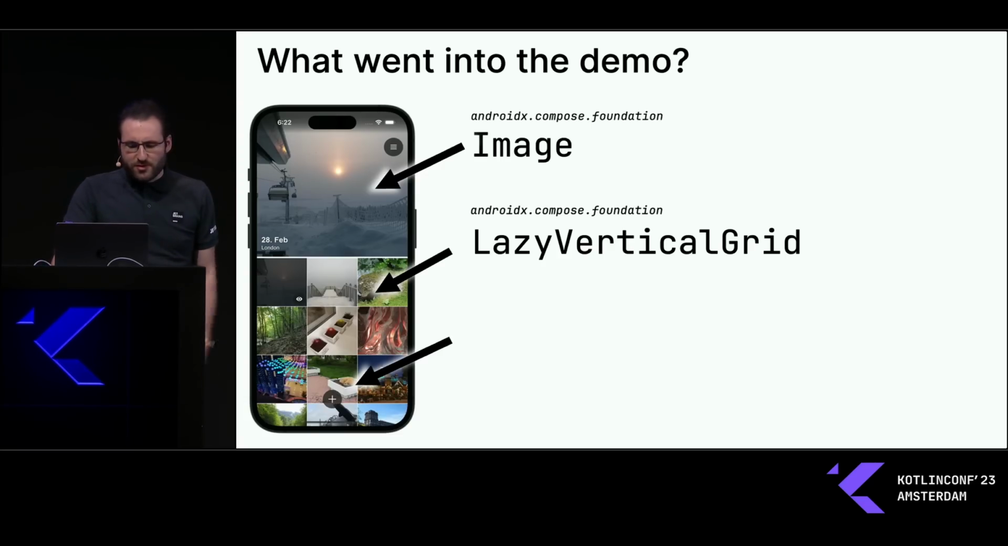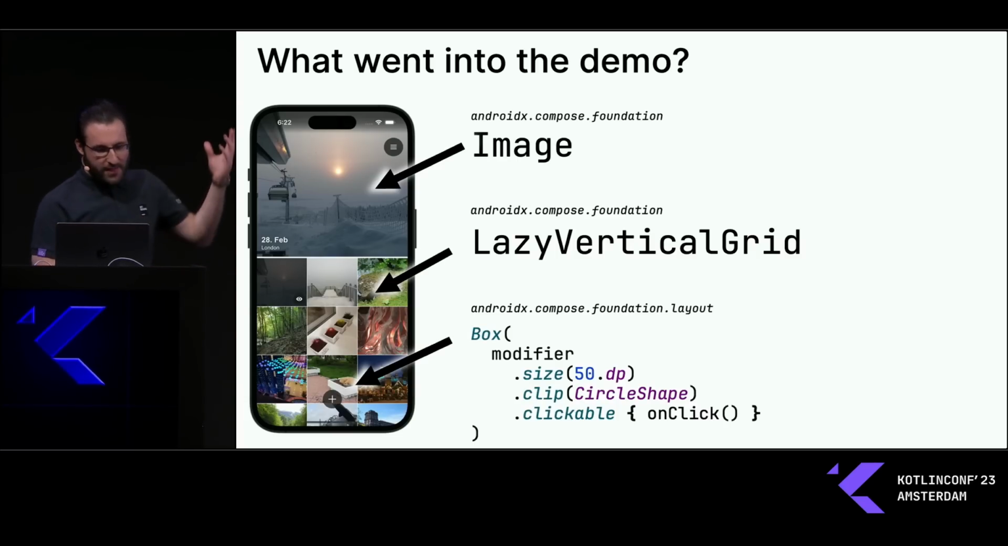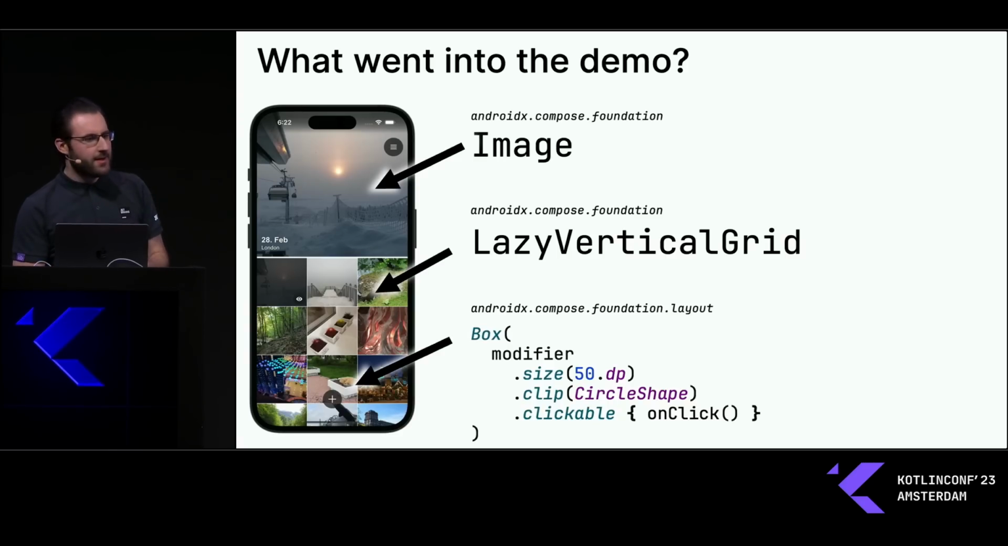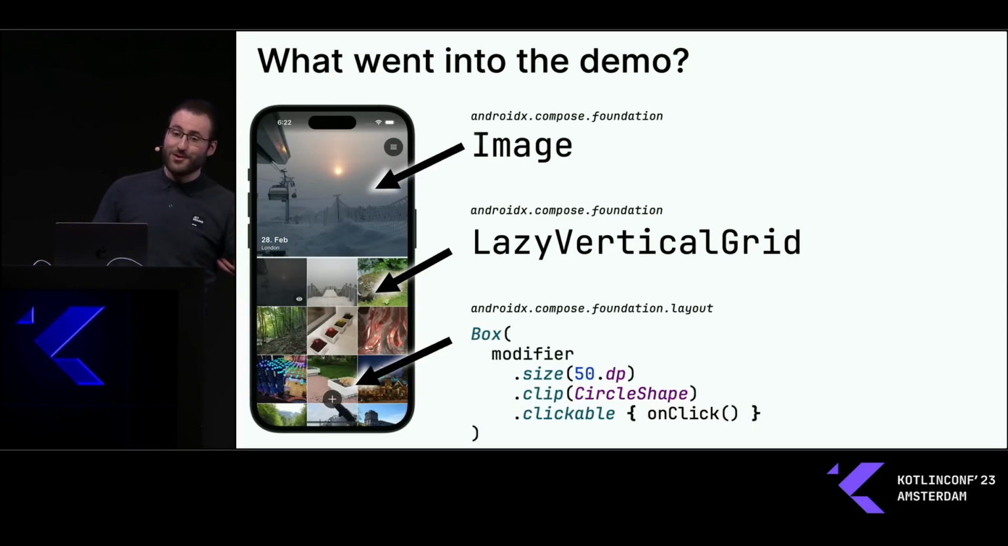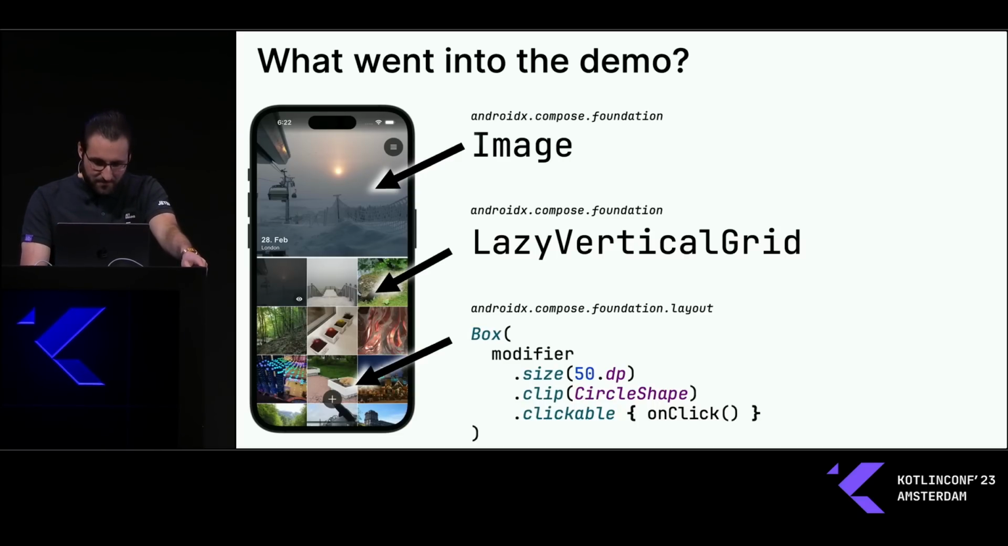We could have, of course, just used a regular button, but you know how it is. You just use a box with a modifier of size 50, a circle-shaped clip, and you add a little bit of clickability, and then it works just as well. We could have used the built-in one, but we wanted to be a bit fancy, and we also wanted to show you that all the modifiers that you're used to from Android are all in there as well, and they behave just the same.